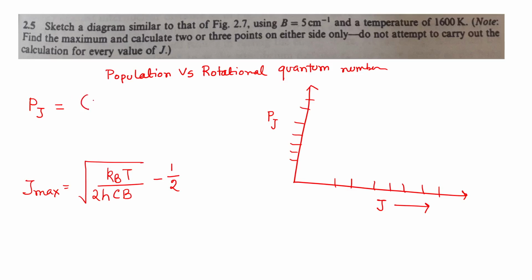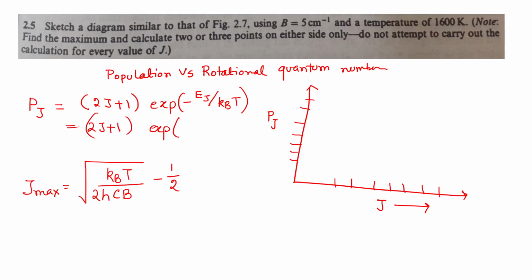And the population formula is something like 2J plus 1 times exponential of minus EJ by kBT. If I write EJ in terms of B, it will be B J into J plus 1 into hc, because EJ is in joules. And you know the Boltzmann constant, and you have the temperature. So first you need to see where your maxima is going to be.